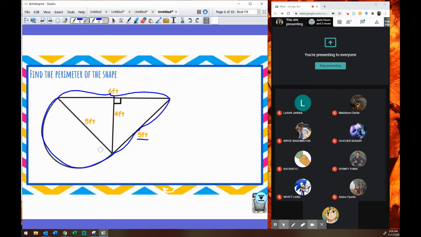Okay, so we just have to find the outside perimeter? Like the whole thing? Does it times all these numbers? Yeah, the perimeter of the outside edges. You have to figure out the curved part.